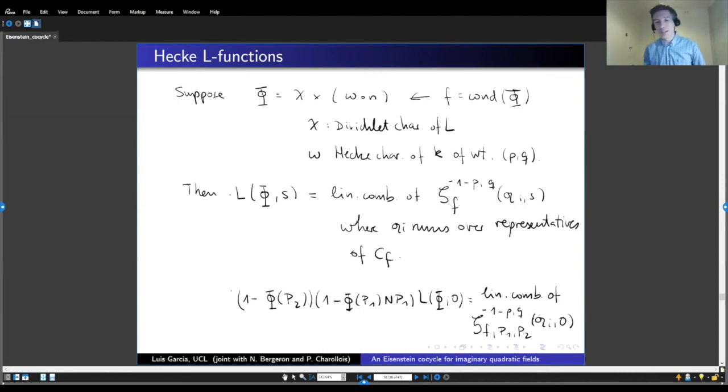Okay, so if you're able to express each of these partial zeta functions as a polynomial in Kronecker-Eisenstein series, then basically you have done the same for these L-functions, with this smoothing coming from multiplying by the inverse of these two local factors at P1 and P2.